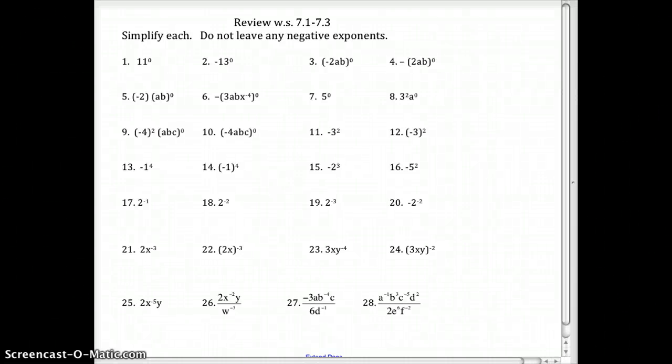As I go through these, I'm going to do about 10 of them. I would like you to correct yours, make changes if you need to. So I'll probably do maybe 2 in every section.